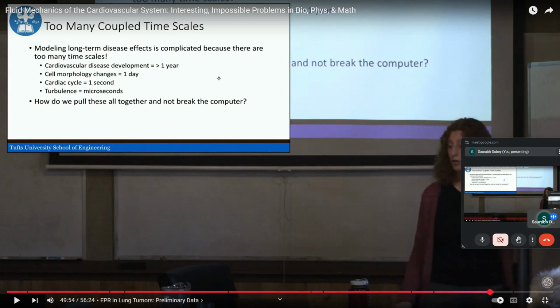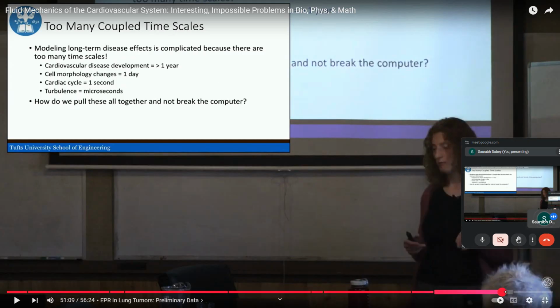Modeling long-term disease effects is complicated because there are too many time scales. Cardiovascular disease development takes more than 1 year. Cell morphology change takes 1 day. The cardiac cycle is once again shorter. Turbulence is in milliseconds and microseconds. So how do we put all these together and not break the computer? That is the problem.